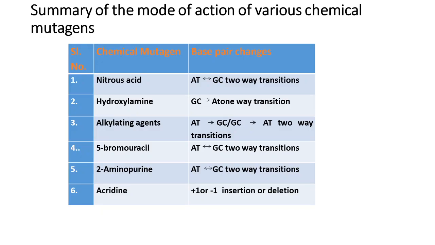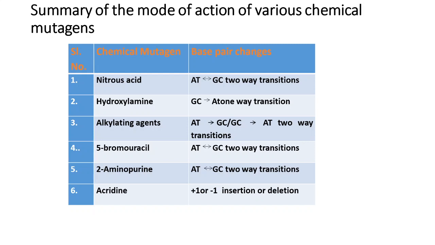Therefore, we have gone through the action of different types of chemical mutagens, and in summary we can say the mode of action of various chemical mutagens will give different types of base pair changes. For example, in the case of deaminating agents, here given as nitrous acid, we get a two-way transition mutation, that is, the AT base pair in the parent strand is converted into a GC base pair in the second replication, and therefore we can say there is an AT-GC two-way transition.